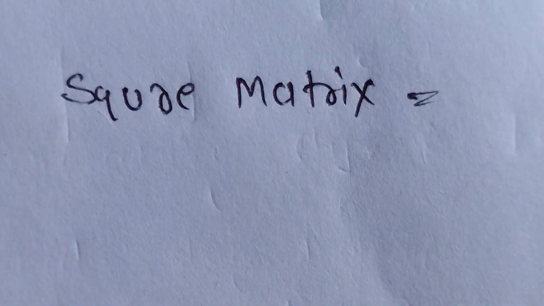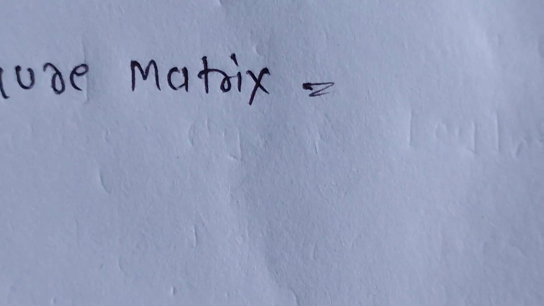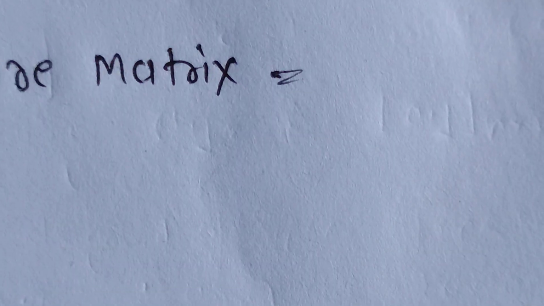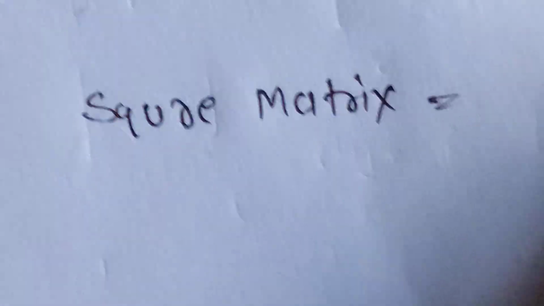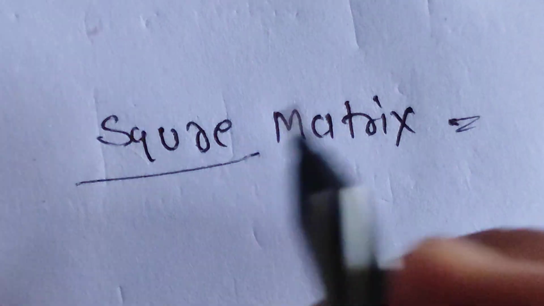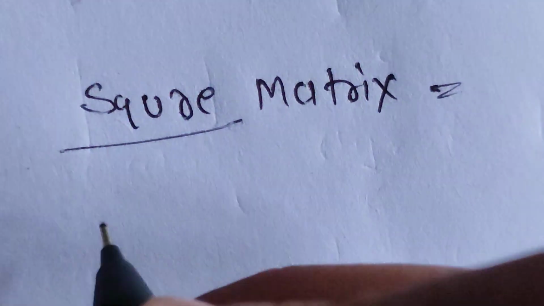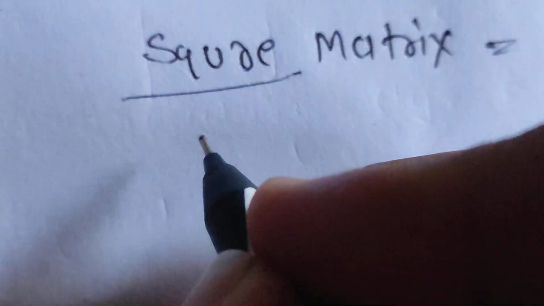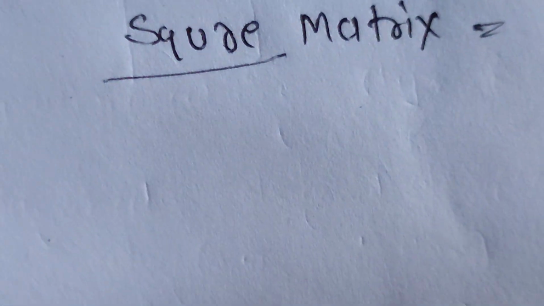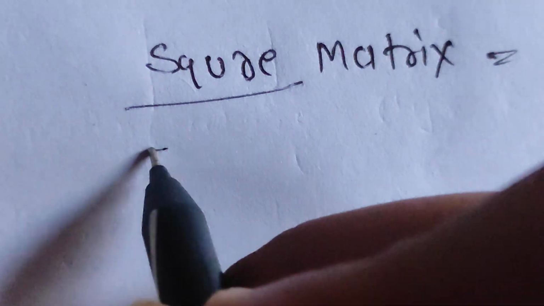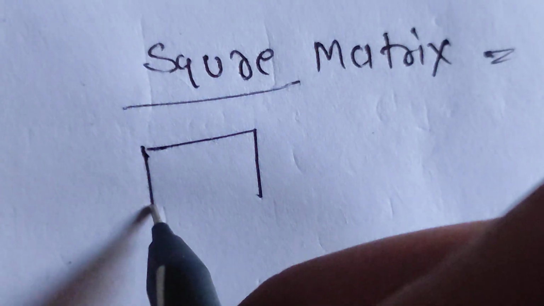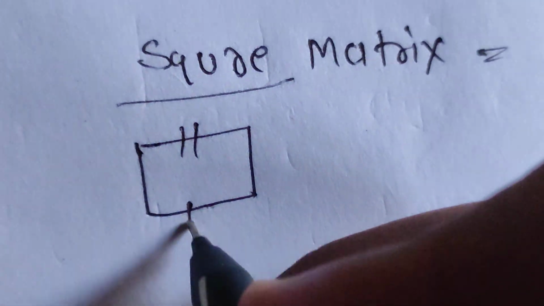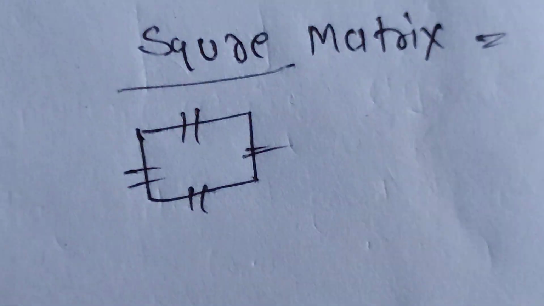Let's talk about square matrices. Whenever we talk about a square matrix, let's first deal with what this is. First of all, the term is square. Anything is said to be square if all its parts are equal. For example, if this is a square, the value is the same on all sides.